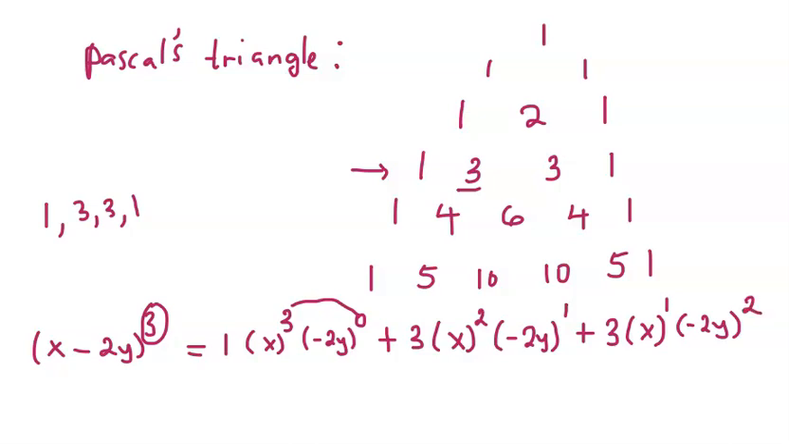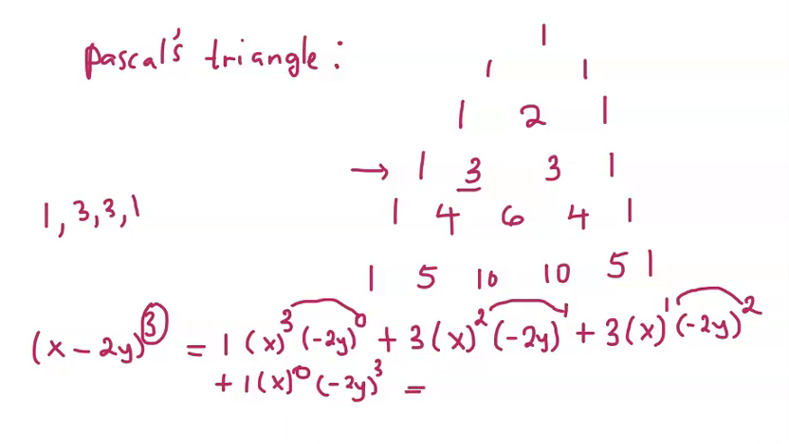You can see that whenever you add the powers, 2 and 1 gives 3, and this 2 and 1 also gives 3. Whenever you add these powers, make sure you get 3, otherwise you're not getting the right steps. Then we have plus. The final coefficient is 1, multiplied by the first term in the bracket, x to the power of 0, then multiplied by the second term, negative 2y, to the power of 3.